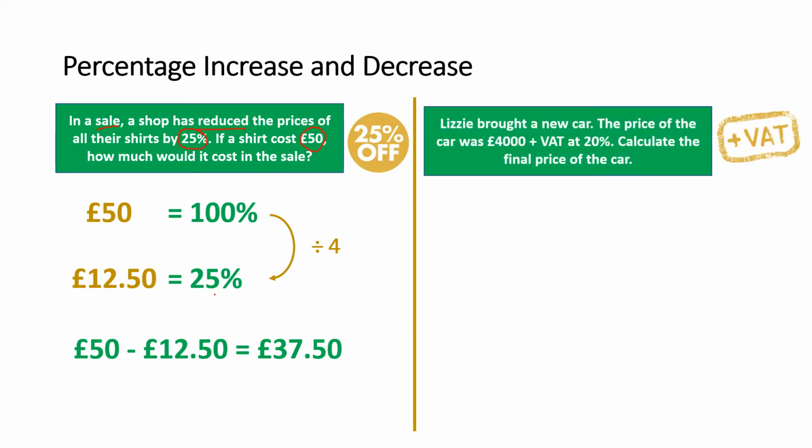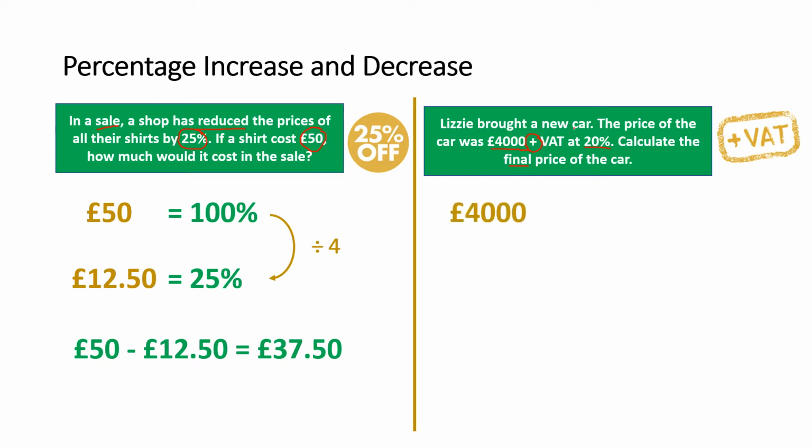Let's have a look at another one. Lizzie bought a new car. The price of the car was £4,000 plus VAT at 20%. Calculate the final price of the car. So here it's important to see, she buys a car and it's worth £4,000, and then that plus gives you a hint that it's an increase, and the VAT is 20%. So that's where it gives you that hint of it being an increase, because it says plus VAT.